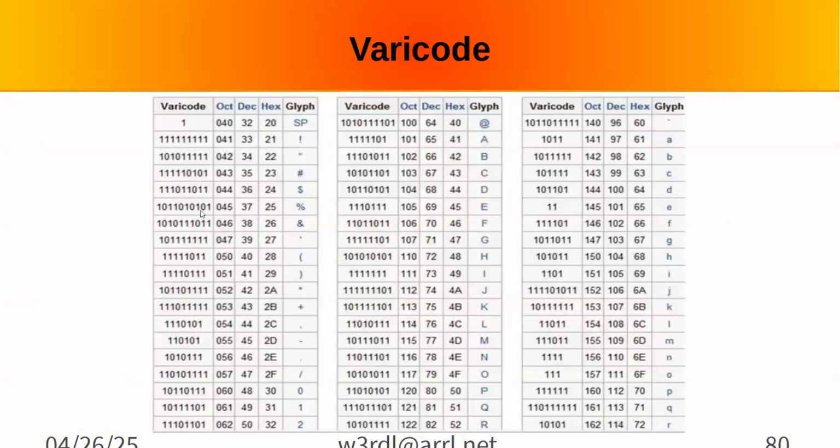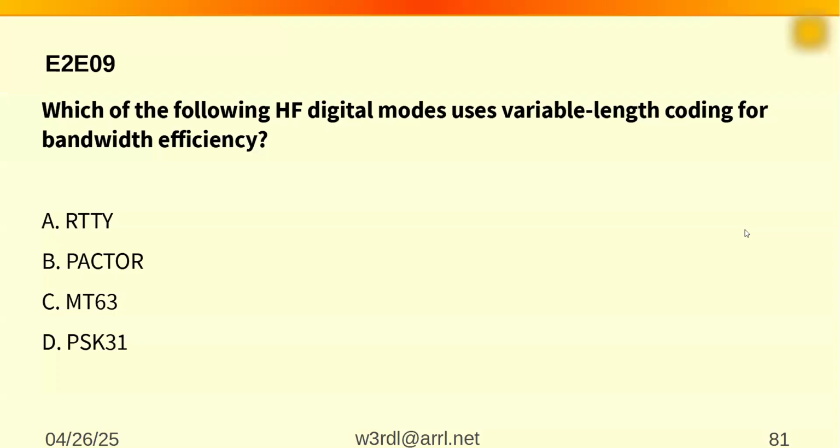There's a picture of part of the Varicode list, and you can see here E is a 1-1. And where's A? Yeah. E is more popular than A, so A is a 1-0-1-1. And O is a 1-1-1. So they're all the vowels. Which of the following HF digital modes uses a variable length coding for bandwidth efficiency?